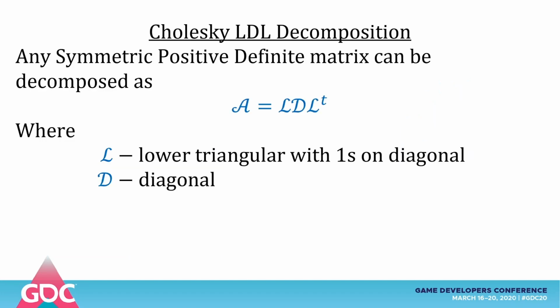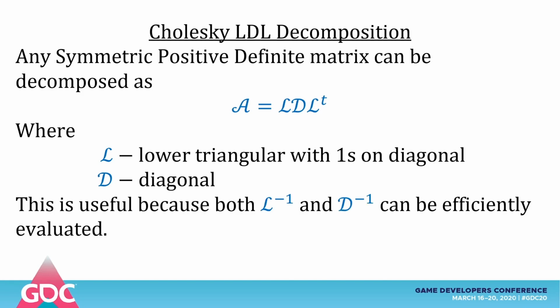So what is Cholesky decomposition? It says that any symmetric positive definite matrix A can be decomposed into a product L times D times L transpose, where L is a lower triangular matrix with ones on the diagonal, and D is a diagonal matrix. This is useful because both L inverse and D inverse can be efficiently evaluated as operators on a vector.